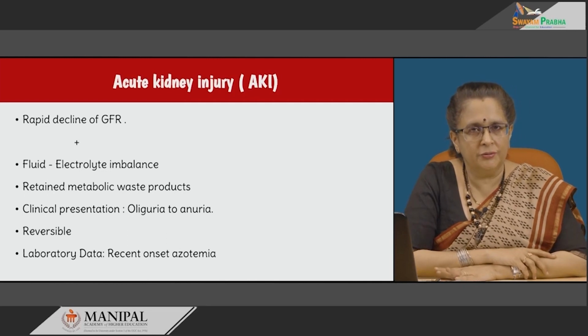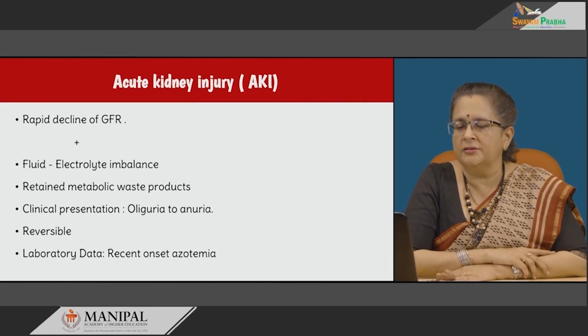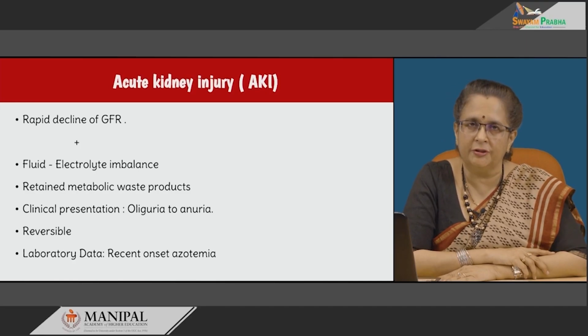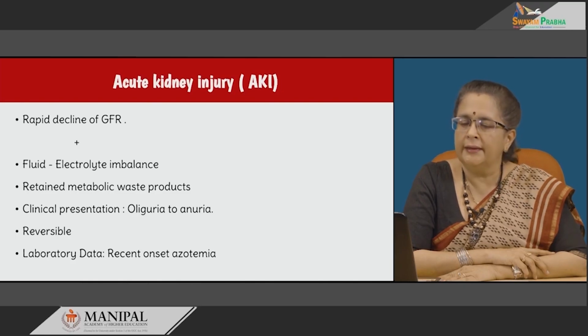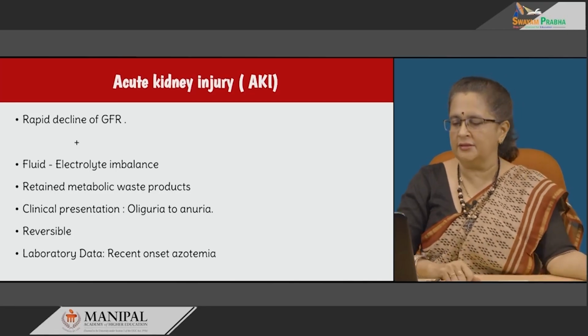Next we move on to acute kidney injury. So what happens in acute kidney injury? There is a rapid decline of glomerular filtration rate along with fluid electrolyte imbalance, and because the glomeruli are not functioning properly and the tubules are also affected, retained metabolic waste products will be there, and clinical presentation is oliguria to anuria. It is usually reversible, and in laboratory data you get recent onset azotemia.